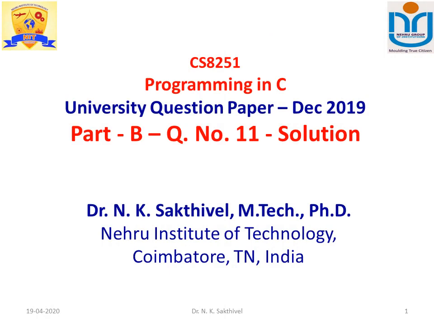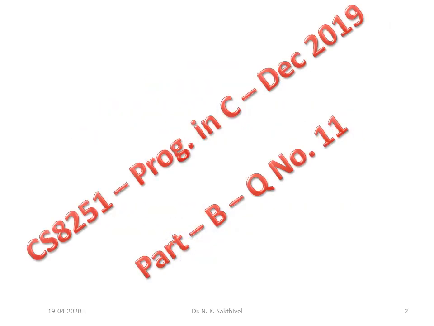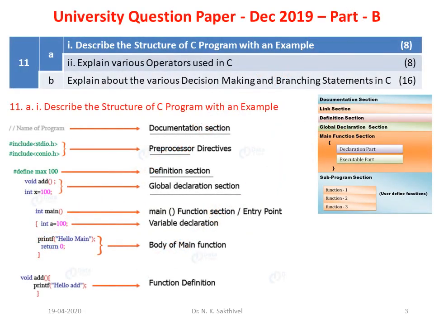In this video session, I would like to give you the solution for the 11th question of December 2019 of Anna University. The 11th question has A and B sections, A or B, and A has two subdivisions, first and second. The first question is: describe the structure of C program with an example.